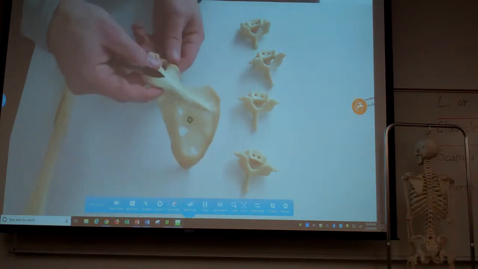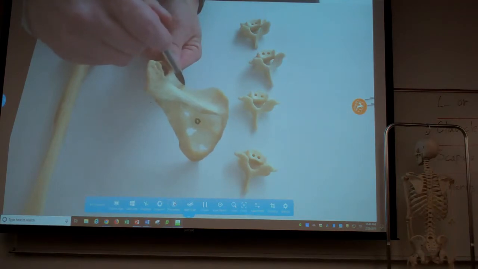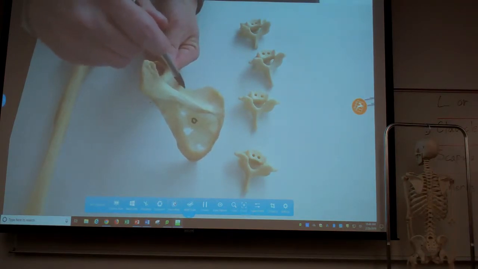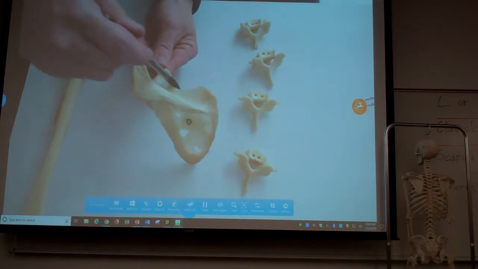Lastly, up top here, it's probably more prominent in your plastic bones. We got a scapular notch. You could call it the suprascapular notch if you wanted to. But for all intents and purposes here, you can just call it the scapular notch.